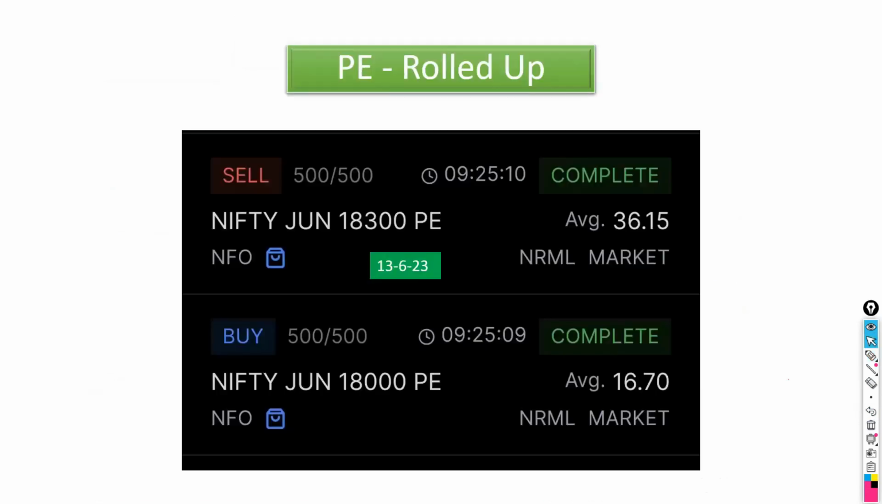Now the market has slightly rolled up, and the put got very good decay. Then what would you do? Obviously, we will exit. This is the 18,000 put. I exited, closed at 16.70, and this is on 13th June. So I sold the 18,300 put. This is the update on 13th June.